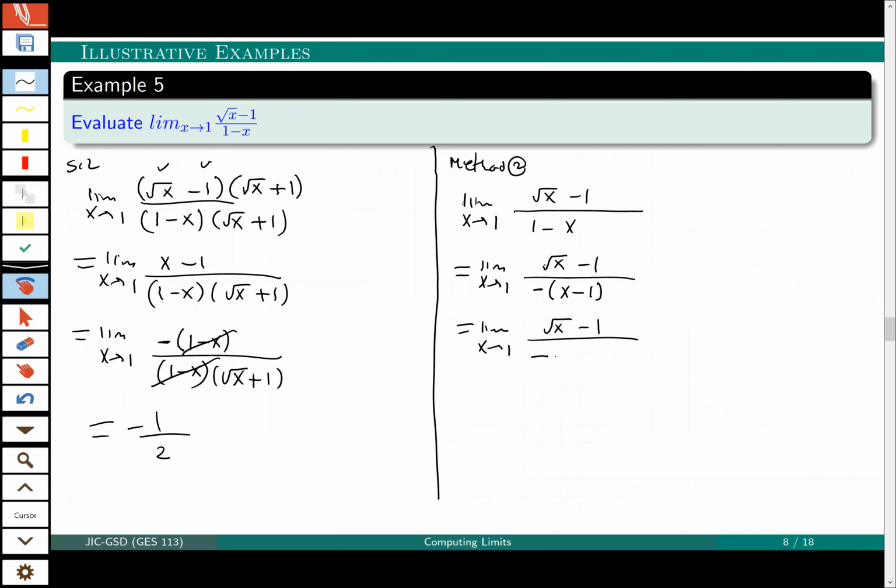and that is open two brackets, square root of the first, which is root x, minus square root of the second, which is 1. Square root of the first, which is root x, plus square root of the second, which is 1. So these will cancel out, and you will get the limit when x goes to 1 of minus 1 over square root of x plus 1, which is equal to, again, minus 1/2. Either way, it's the same story, actually.